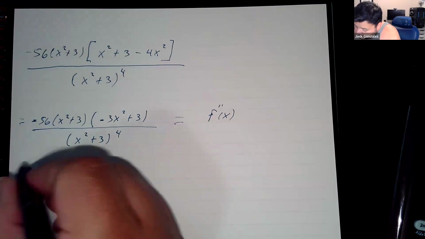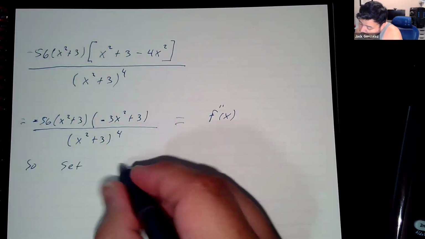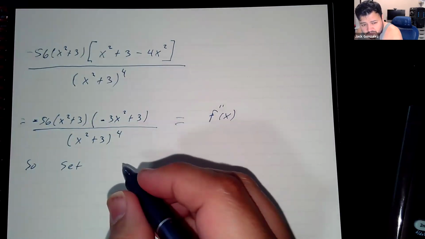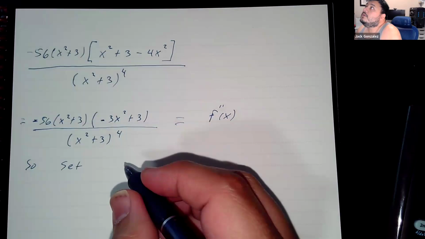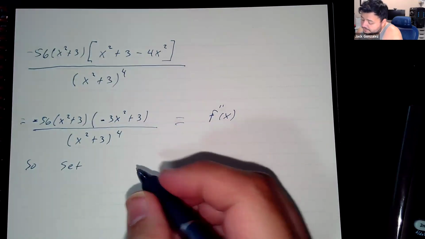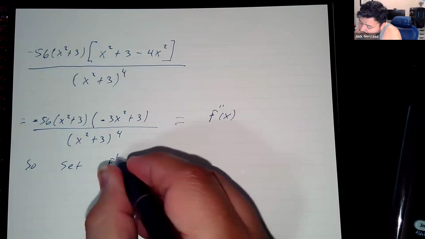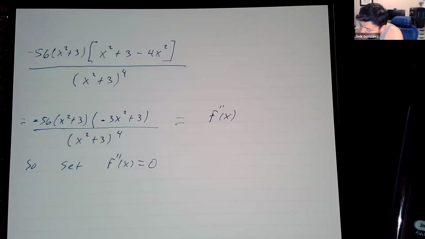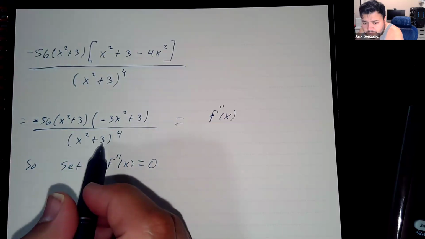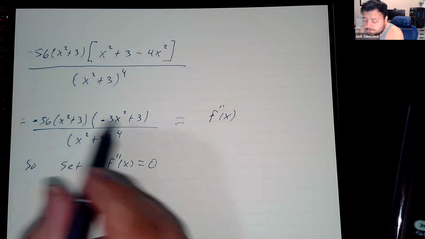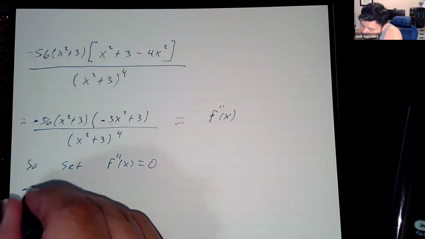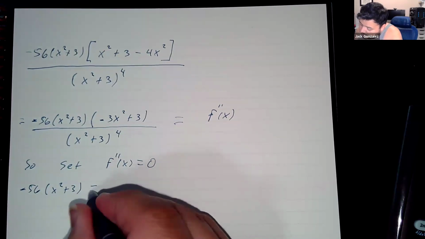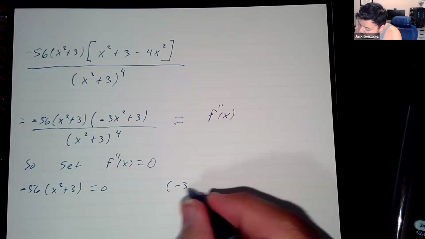All right. So for the answer for concavity, we need to test around the inflection point. In other words, set this to 0 and find it. The denominator doesn't matter. So let's just set the numerator equal to 0. So whatever makes this top part 0 will be good.